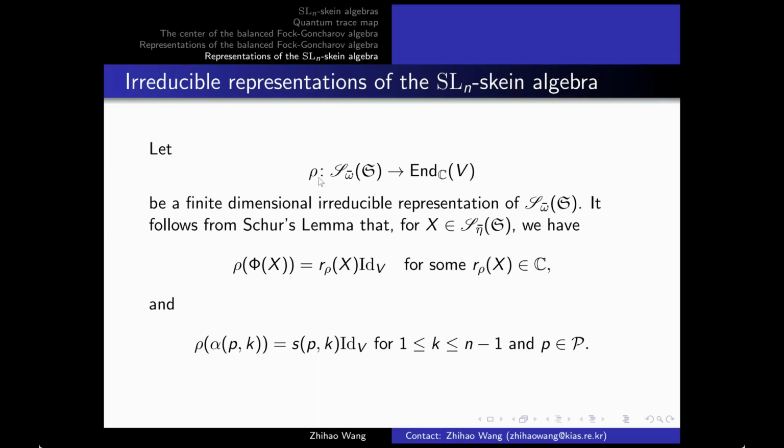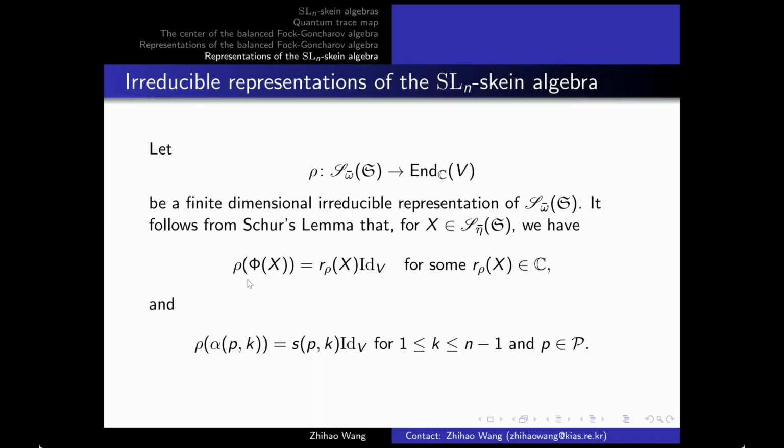So rho is an irreducible, finite dimensional irreducible representation of the SL skein algebra. And then for nx, we also assume that D is 1. For nx in the SL skein algebra, for the eta, then we have similarly this, right?